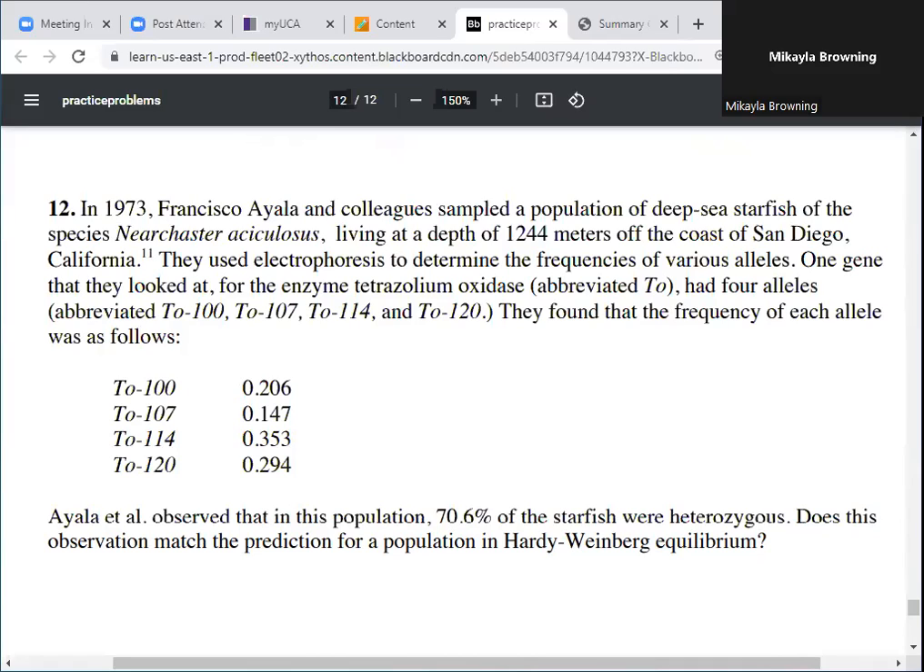It's not easy to go down 1,244 meters to observe these starfish in their natural habitat. So I assume they dredged them off the sea bottom. A dredge is kind of like a big net scoop that just scrapes things off the bottom. And when, in our previous problems, those come from the 50s. By the 1970s, a chap at Harvard by the name of Richard Lewontin has invented gel electrophoresis.